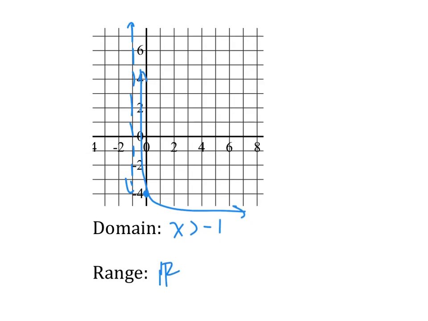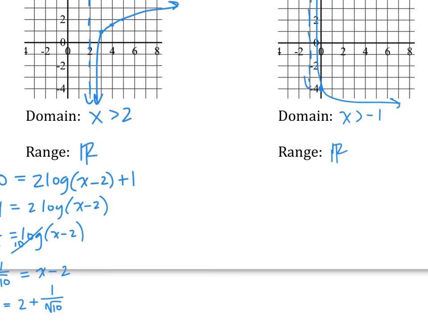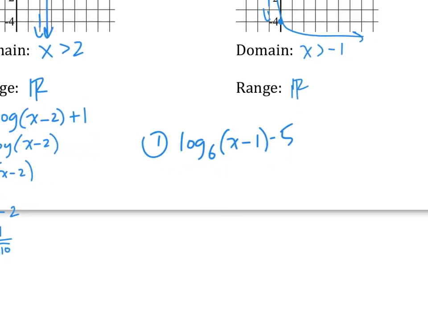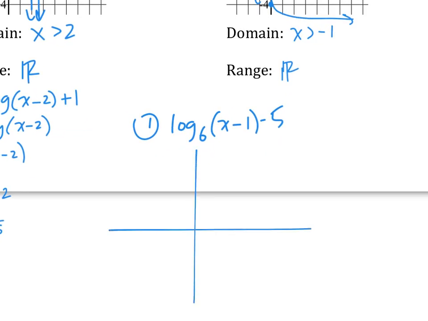Okay, so what you want to do with your homework, so for example, number 1 on the homework. Number 1 on the homework is log base 6, x minus 1 minus 5. Since it's base 6, if you really, really do want to find the exact number, you would have to change base to find that, and that's going to take too long. So here's what you would do. Okay, so this graph is going to be right 1. Okay, so that means your asymptote moved right 1.